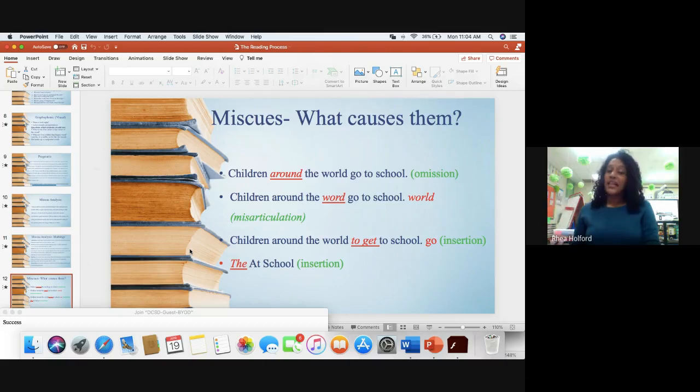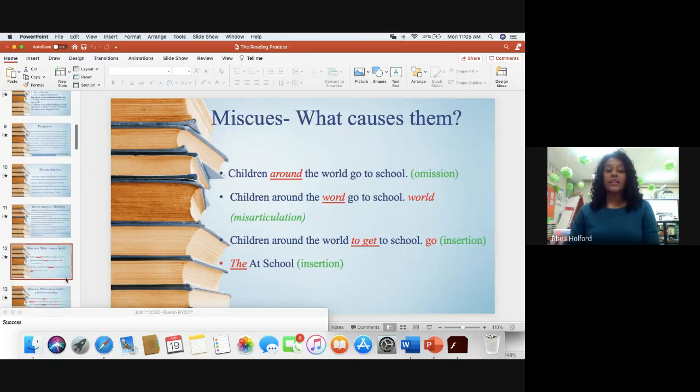Also with the next sentence, children around the world go to school, she inserted to get. It should have just been go. Children around the world go to school. So it changed the meaning of the sentence. And the at school, that's not a sentence. She inserted the word the, and it changed the whole meaning of that sentence. So with these miscues, these are different miscues that a reader can do, and these miscues change the meaning of the sentence. So it did not keep the meaning intact.